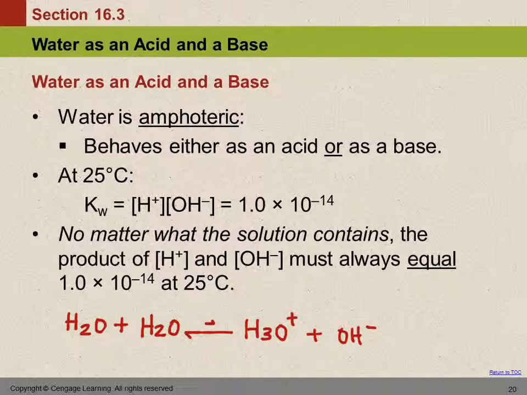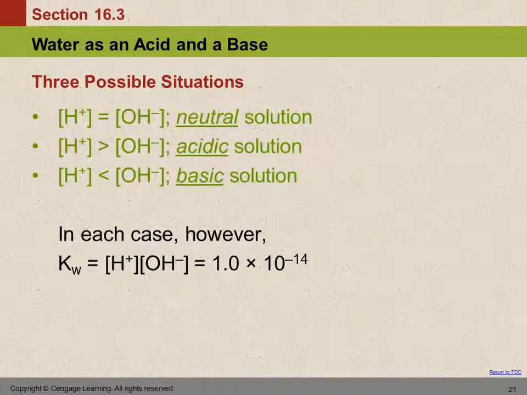So no matter what the solution contains, the product of the hydrogen ion concentration and the hydroxide ion concentration is always going to be this number. And that's a little beyond what we've talked about, but you'll just have to take my word for that. So we have three possible situations. Pure water, or a neutral solution, is where the hydrogen ion concentration is equal to the hydroxide ion concentration. Because if we think back to that equation, which is gone now, I can write it again though.